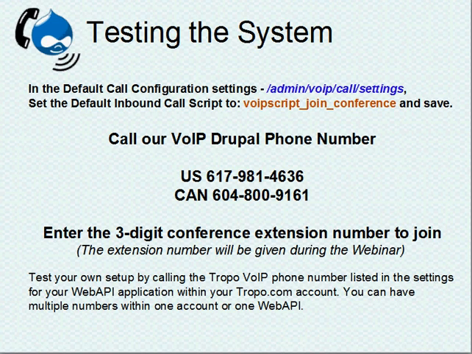Please type in the 3-digit number of the conference room you would like to join. Dial 333. To accept this number, press 1. To type it once again, press 2. To hang up, press the pound key. I pressed 1. Join conference room 333.